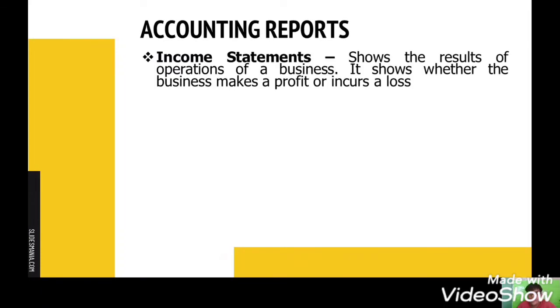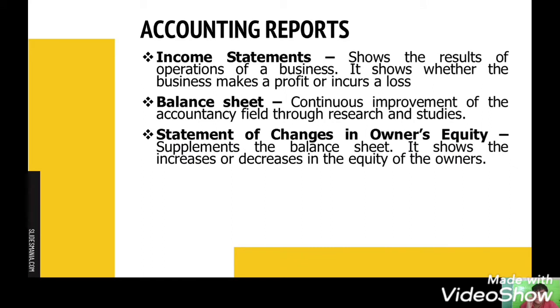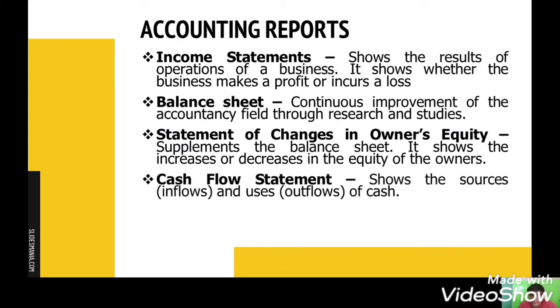Accounting reports. It's just a preview. You have the income statements, the balance sheet, statement of changes in owner's equity, and the cash flow statements. The income statement shows the results of operations. This is what they call profit and loss. So, did the business earn or lose?